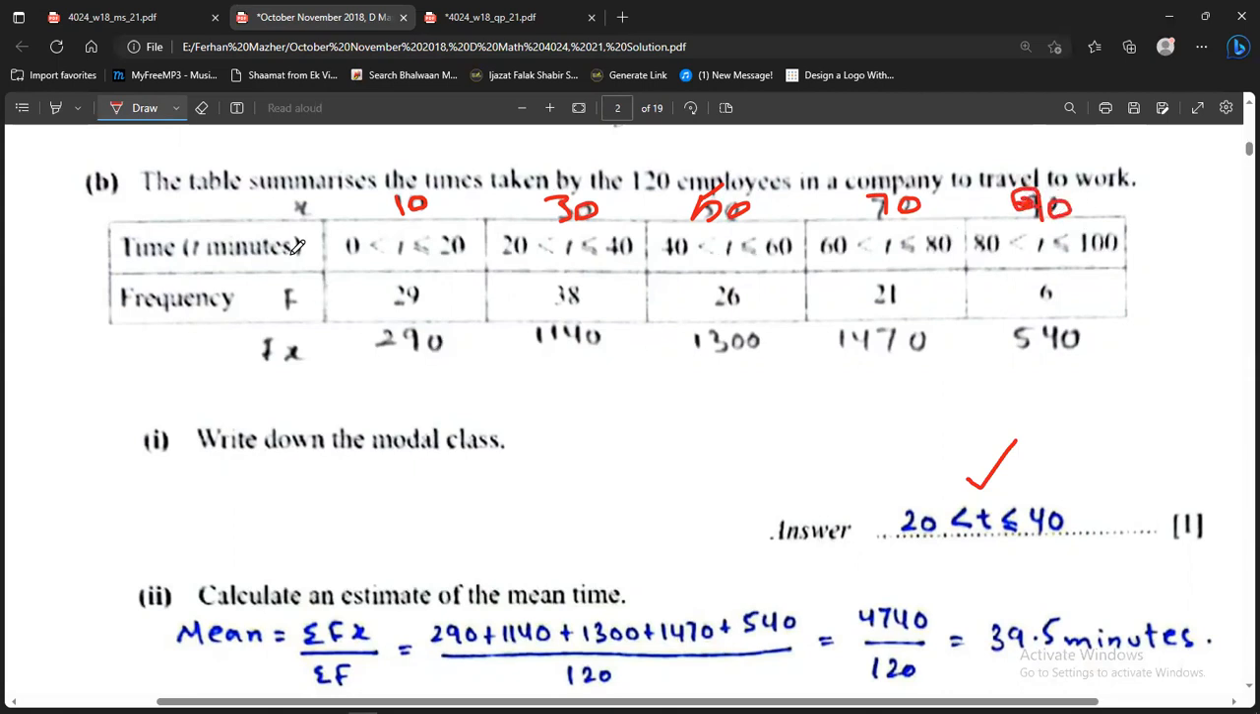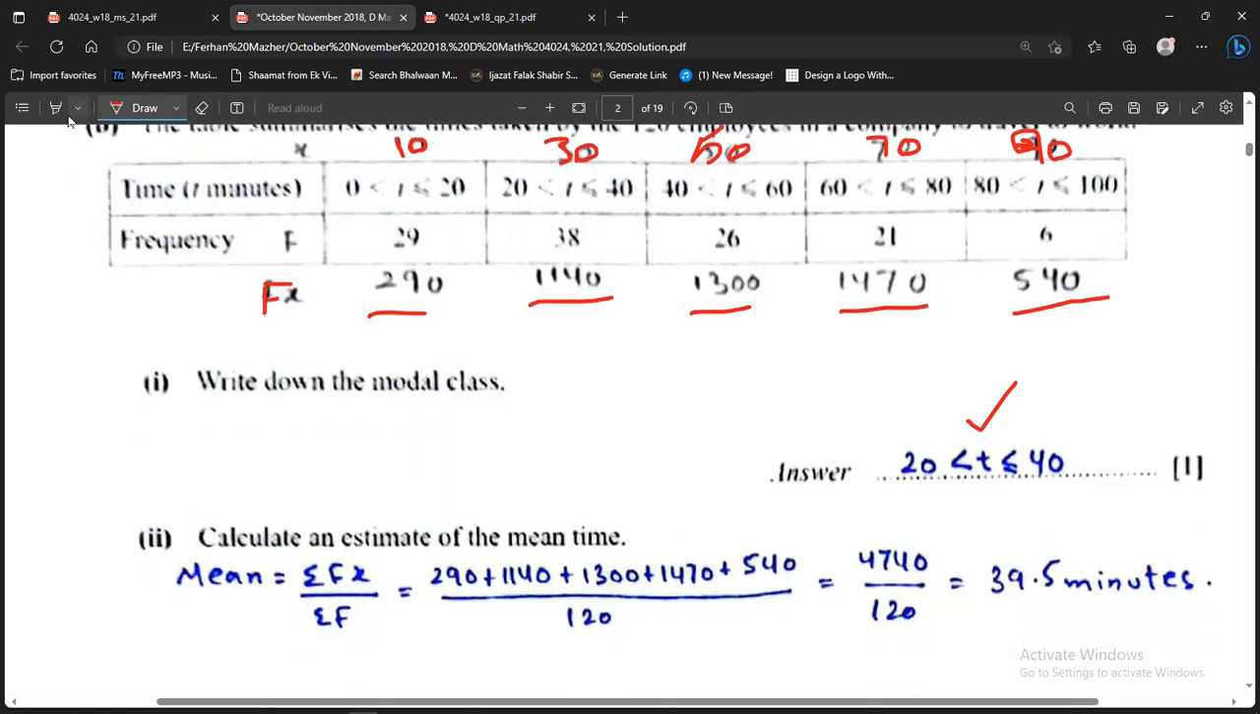Then I will multiply the 10 with the 29, I will get 290. The 30 with the 38, I will get 1140. 50 with the 26, I get 1300. 70 multiplied with the 21, I get 1470. 90 multiplied by 6, I get 540. So this is my fx. This is x, this is f. You multiply f and x, you get fx.